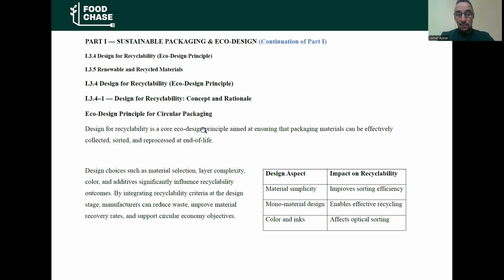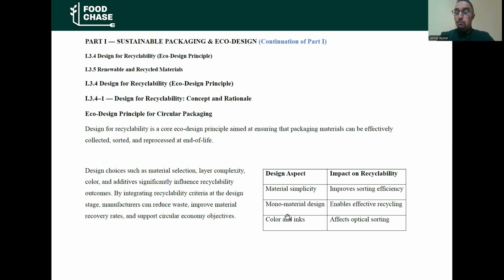Eco-design principle is one of the main challenges for industry because it requires different requirements for materials, for formulation, and for design, and the choice of the materials to develop the packaging of each industry, dependent on their product. For example, in this table, as you can see, design aspects with different materials, monomaterials design, with colors and inks for each material.